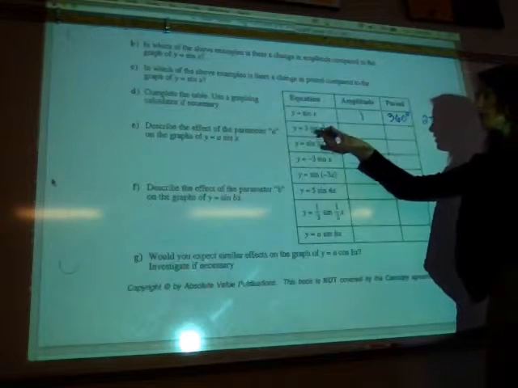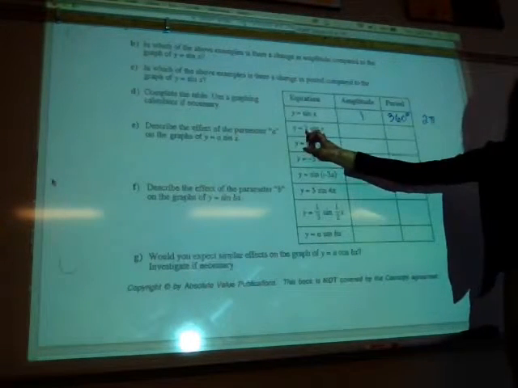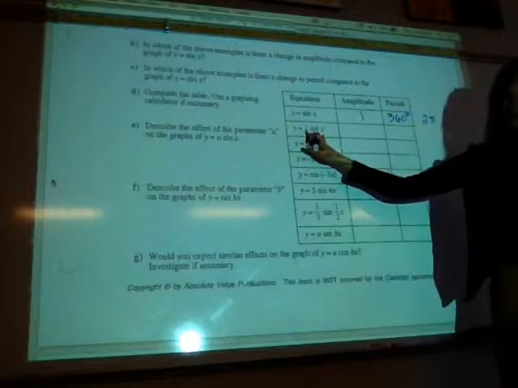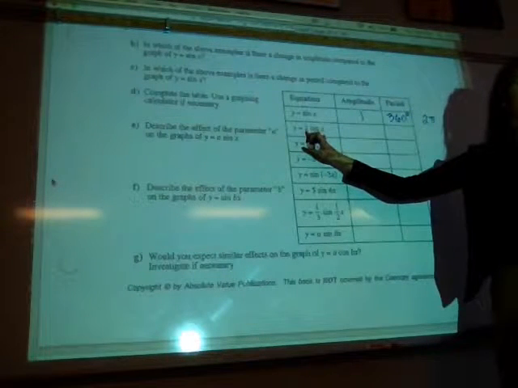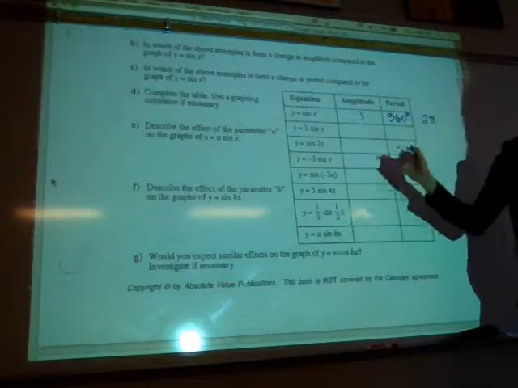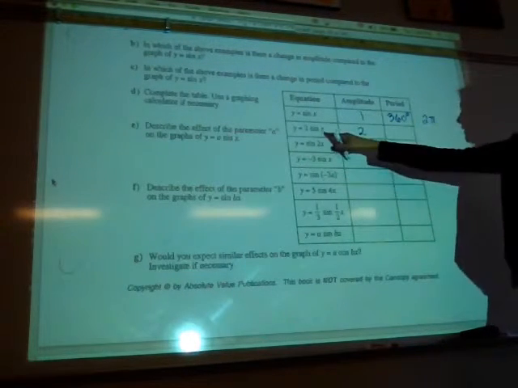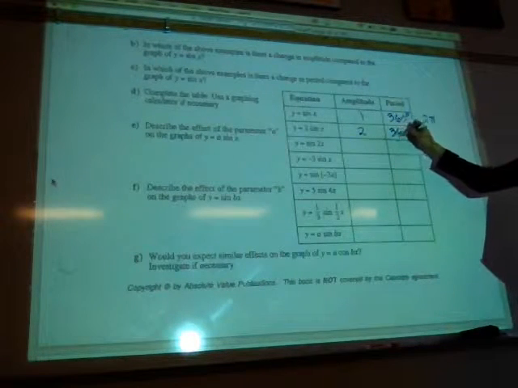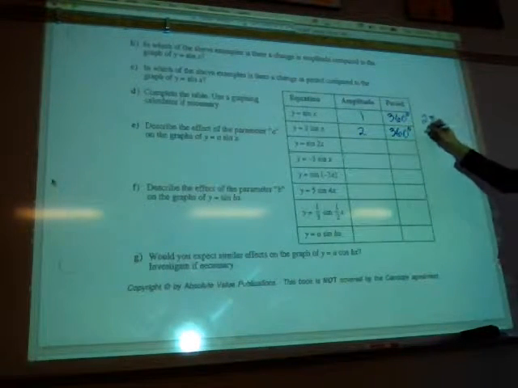Okay, now let's compare it to the next graph. We have a vertical stretch of 2. So all your y coordinates are going to be multiplied by 2. So where will the maximum be? Where will the minimum be? -2. So what's your amp? 2. Good. Okay, do we have any horizontal stretches? No, so the period will stay the same, 360 degrees or 2 pi.